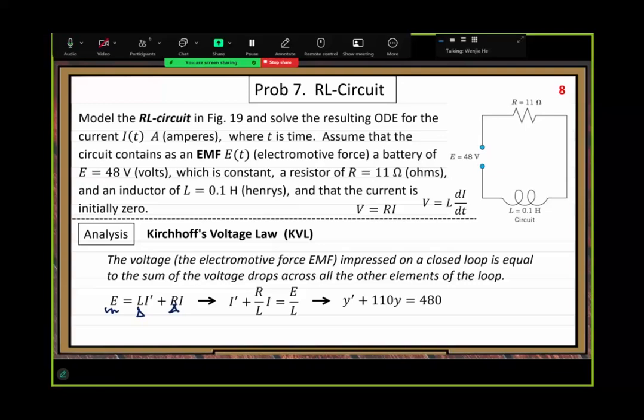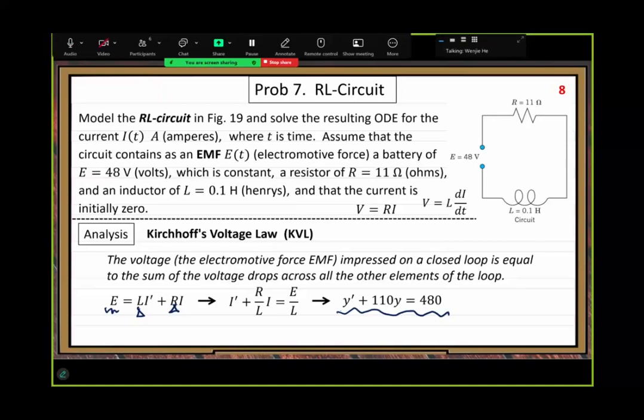So here you can see, after simplification, we get a simple first order ODE: y prime plus 110 y equals 480.